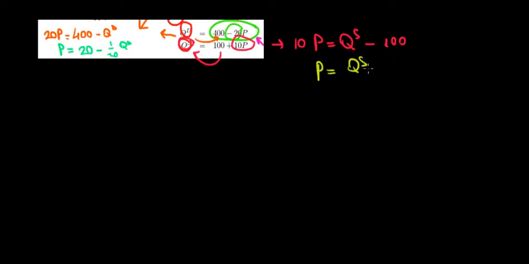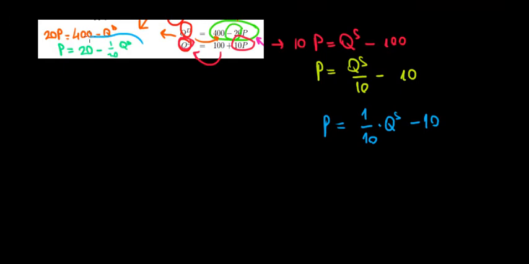Now first of all, we have to find out what's the price in terms of this supply. We have it over here, 10p. This is the quantity supplied. Let's take the 100 on the other side. We'll have 10 times the price is equal to quantity supplied minus 100. If we divide both sides by 10, the price in terms of the supply is equal to quantity supplied divided by 10 minus 100 divided by 10, which is 10. In other words, that's just equal to 1 over 10 times quantity supplied minus 10, to see the slope better. That's the price in terms of the supply.